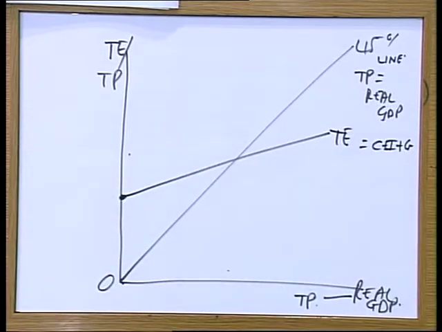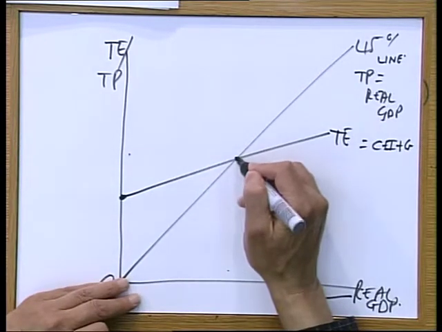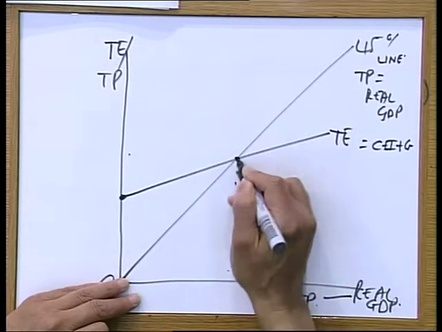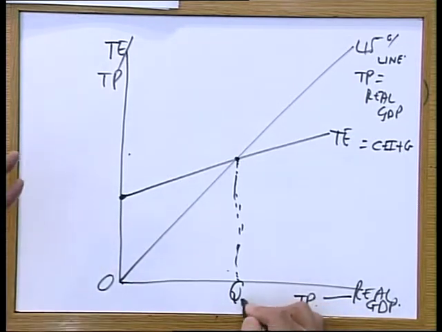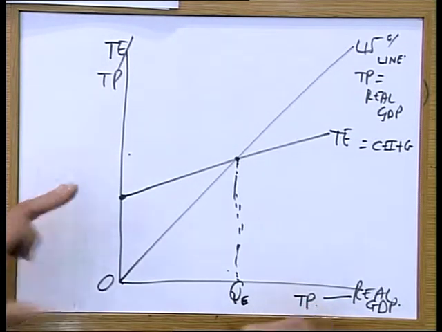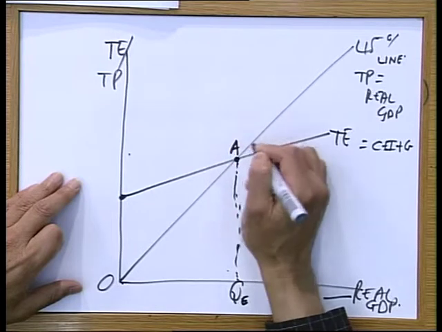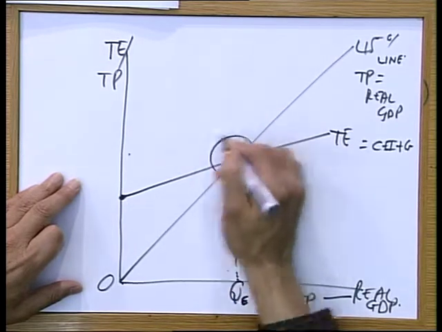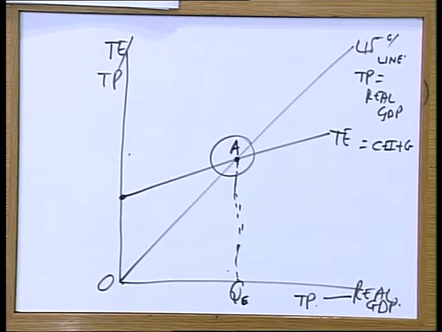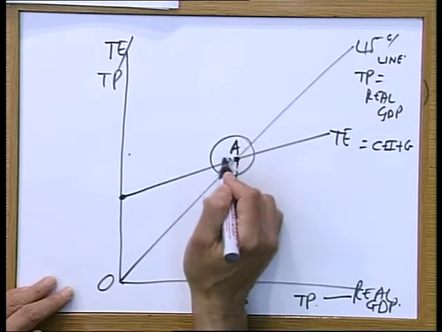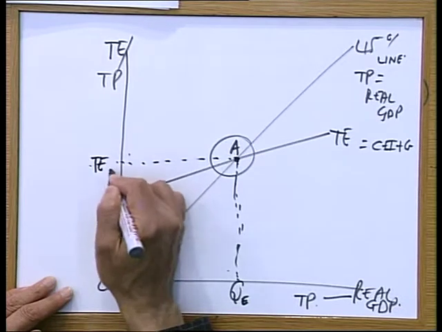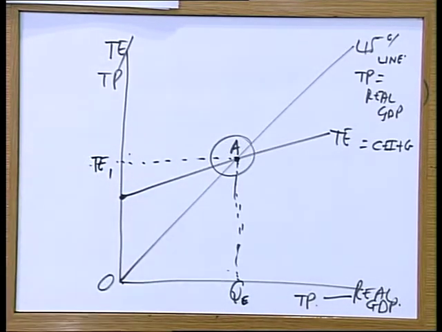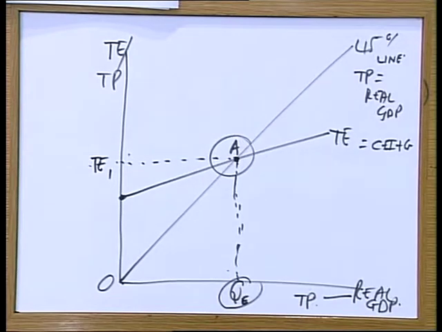Okay, we know that. Now, where the two intersect at point A, at that point the economy is in equilibrium, producing Q, say QE, or Q1. So at point A, TE is equal to TP. Okay, so there the economy is in equilibrium, and you can also, it's not indicated here, say this is TE1, where TE is equal to TP. Okay, so this is the economy in equilibrium according to Keynes.